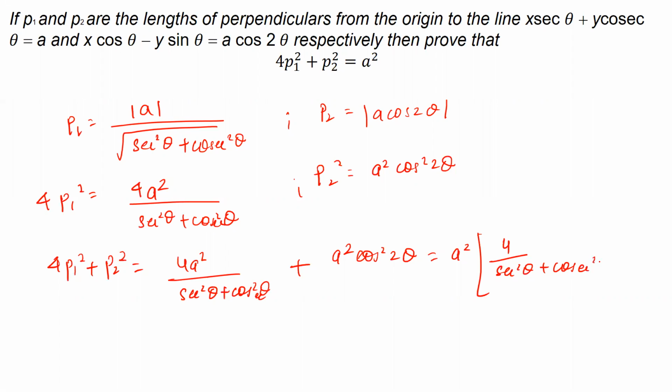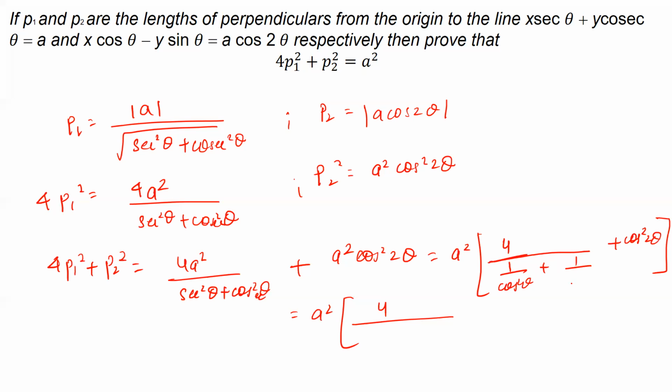So cosec squared theta plus cos squared 2 theta. So I get a square, then 4. If I take the reciprocal and make sec squared theta as 1 by cos squared theta, and this cosec squared theta as 1 by sine squared theta, and then take the LCM, what I'll be getting is 4 sine squared theta cos squared theta divided by cos squared theta plus sine squared theta.